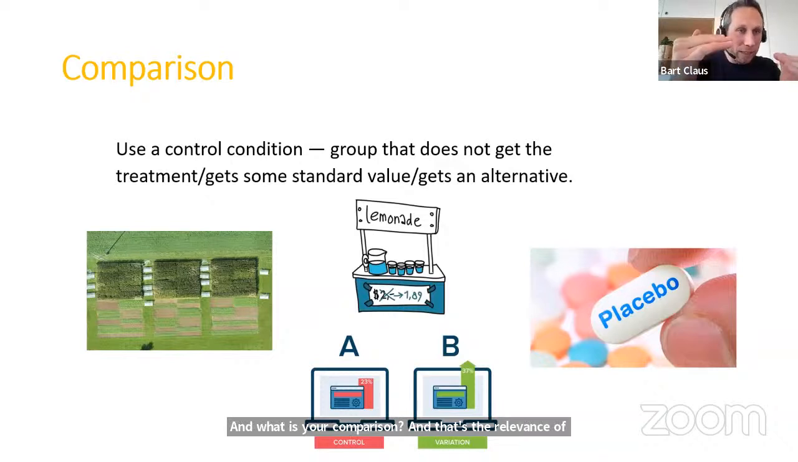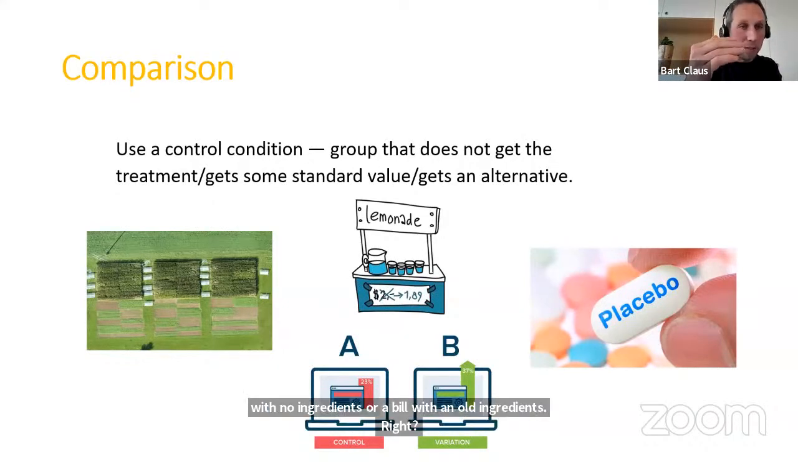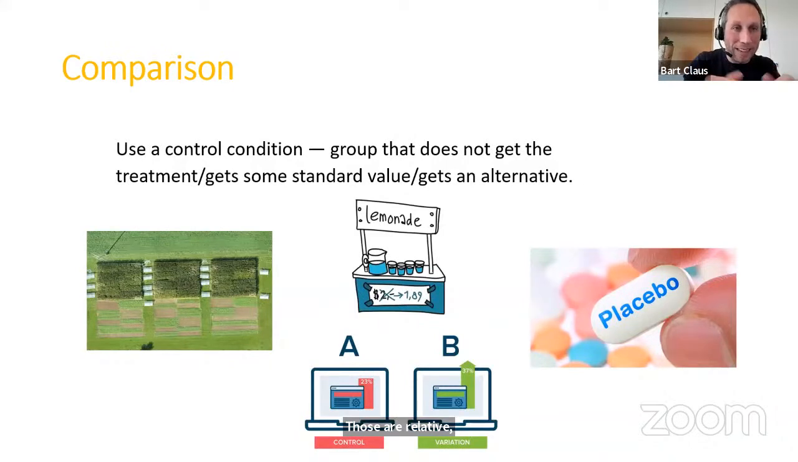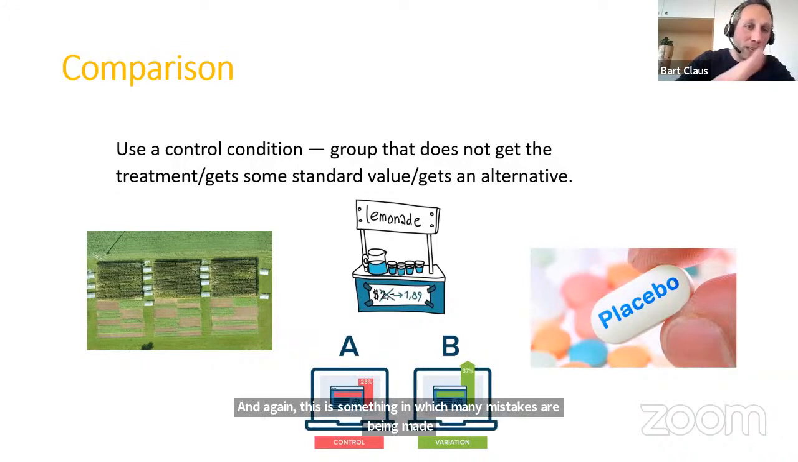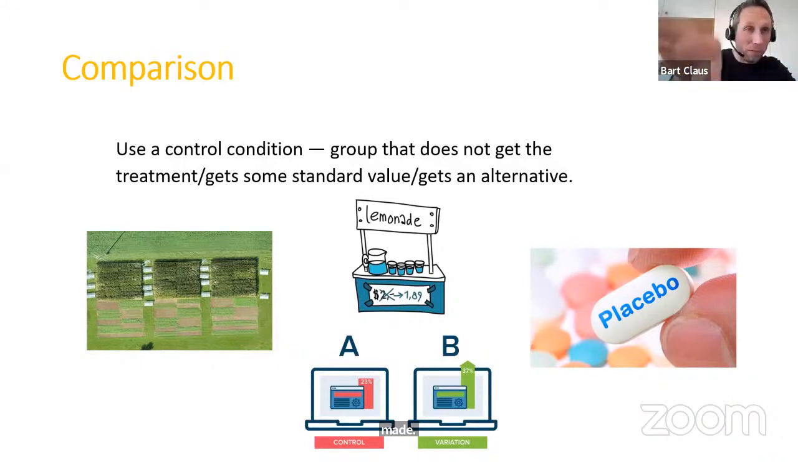The comparison is not a pill or not, but a pill with a new ingredient versus a pill with no ingredient or a pill with an old ingredient. Those are relevant bases or standards for comparison. And again, this is something in which many mistakes are being made. So that's why I also mentioned these different fields.